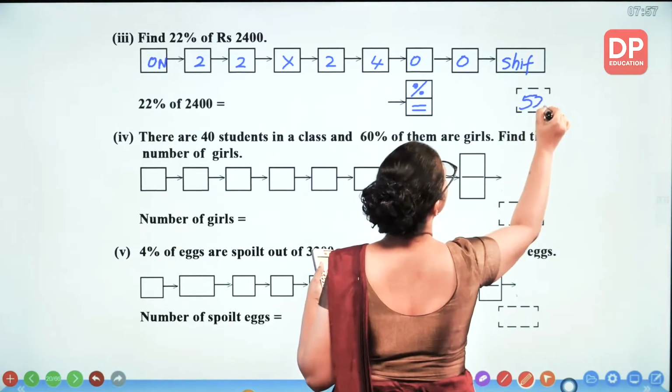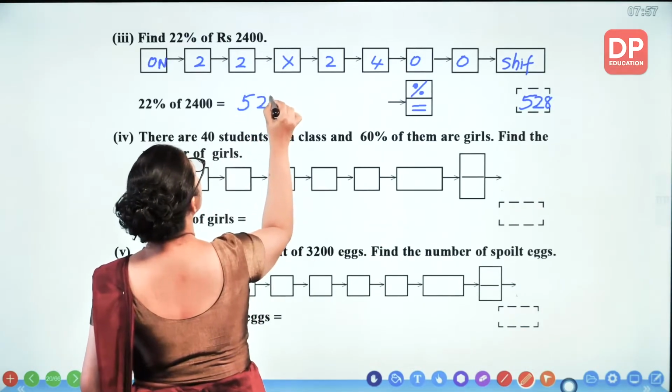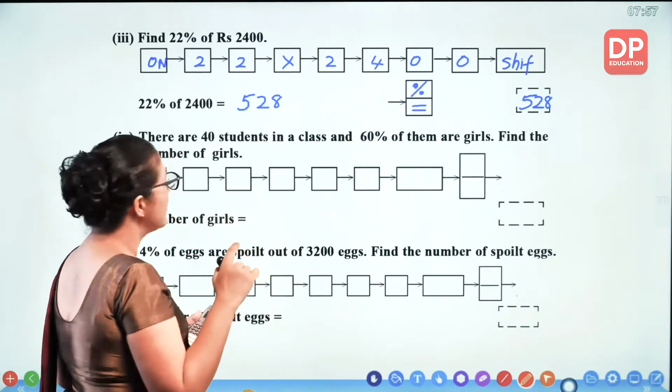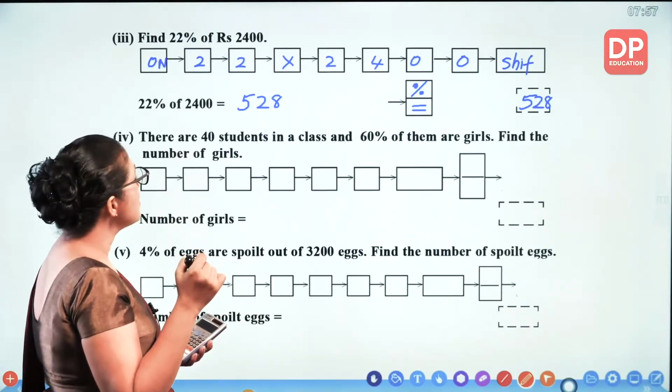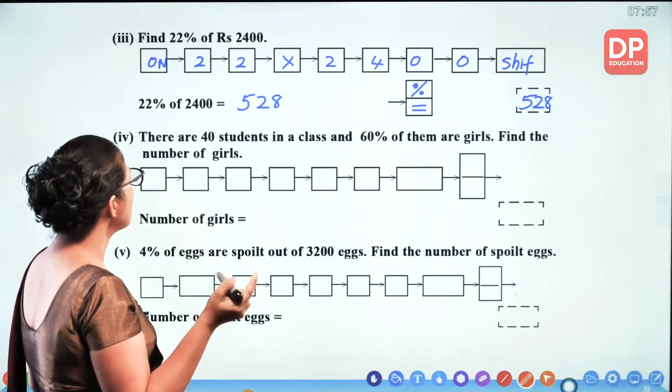528. So the answer is 528. This one: there are 40 students in a class and 60% of them are girls. Find the number of girls.